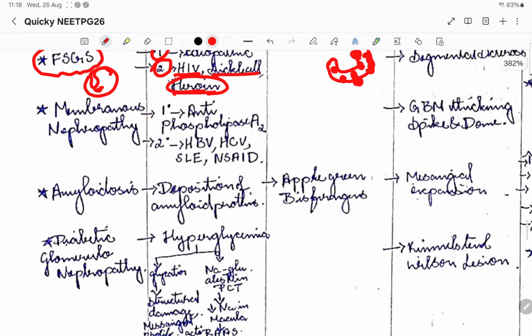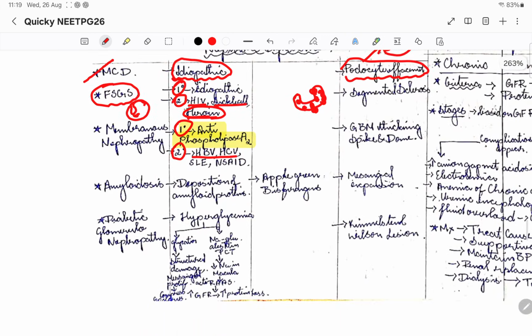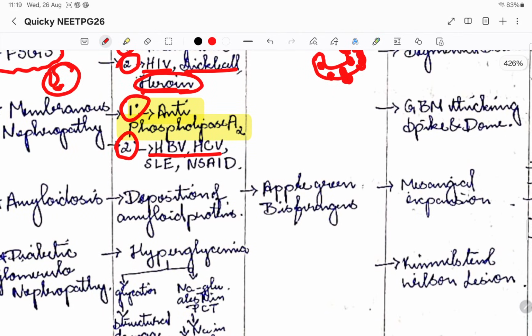Coming to membranous nephropathy, there are two types, primary and secondary. Please remember this, it's very important. The primary is due to anti-phospholipase A2 receptor antibodies. Whereas the secondary, just like we discussed in MPGN, is associated with HBV, HCV, SLE. All these diseases might complicate it. So if it is disease related, it is secondary, whereas if anti-phospholipase A2 receptor is the defect, then it is primary.